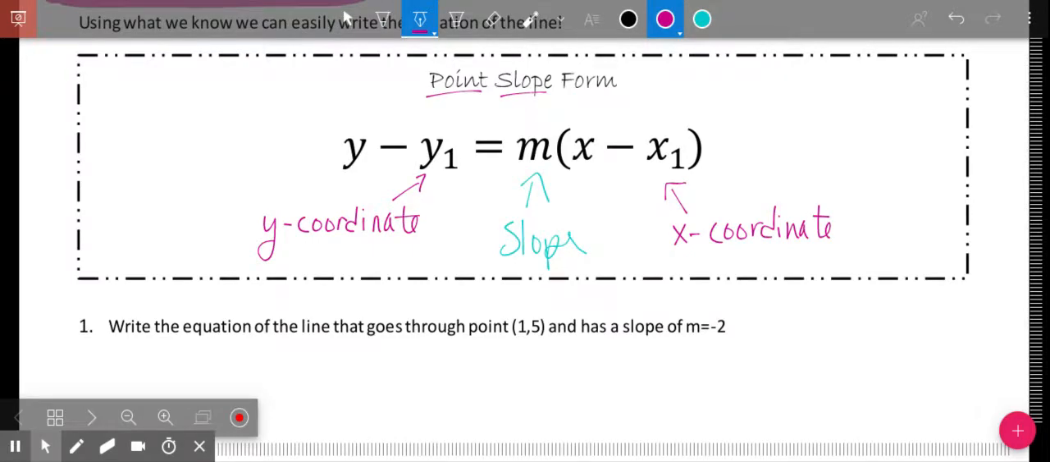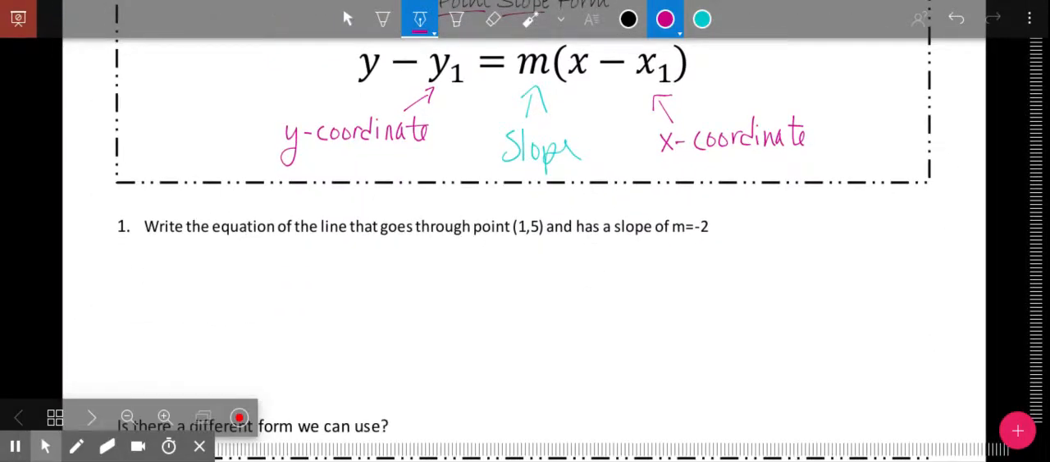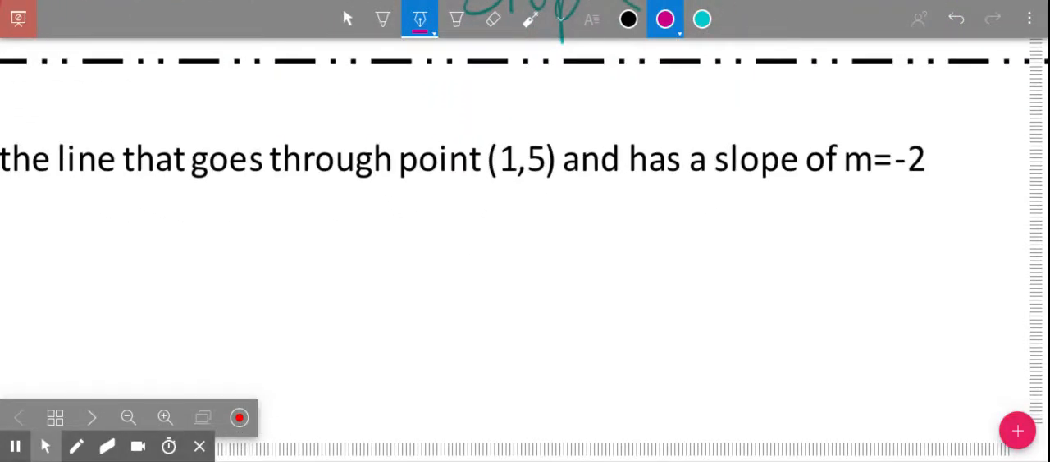So those are our three main pieces, and we're going to use that to write the equation of my line. Number 1 says, write the equation of the line that goes through the point (1, 5) and has a slope of m equals -2. You're given a point and a slope, so we're going to use point-slope form.